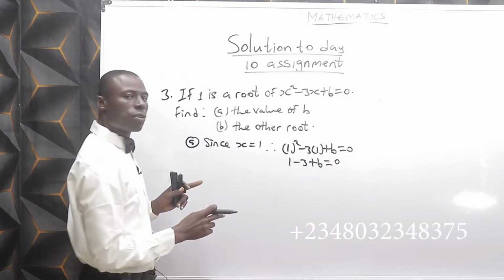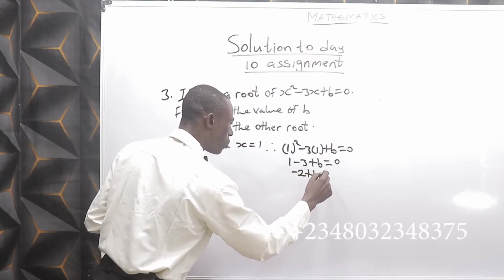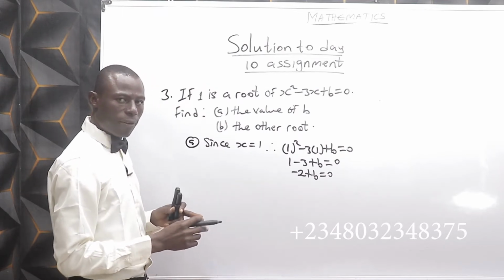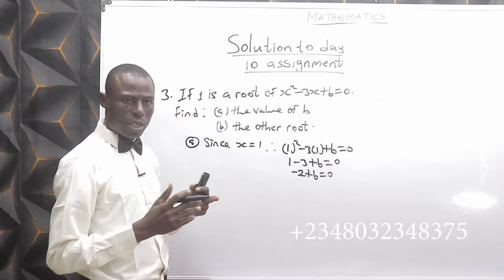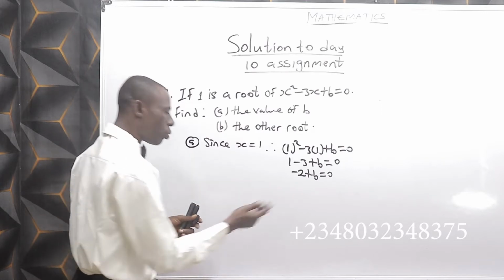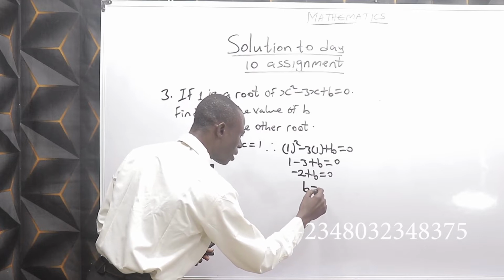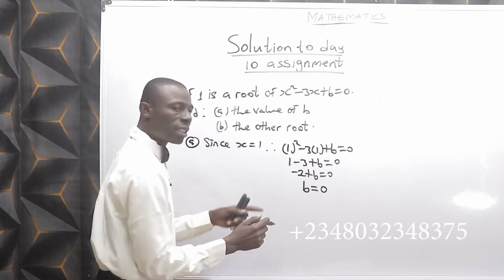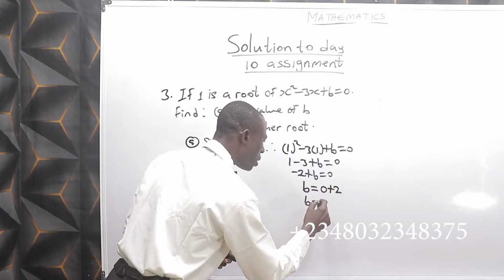1 minus 3 gives minus 2. Minus 2 plus b equals 0. Collecting the like terms, negative 2 is a figure, 0 is a figure. B is an algebraic term. It's a variable, so collect the like terms by leaving the b here and transferring the negative 2 to the other hand to meet this 0, and the negative becomes positive. You have 0 plus 2, which gives 2.